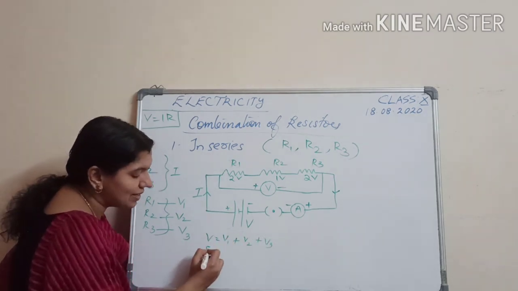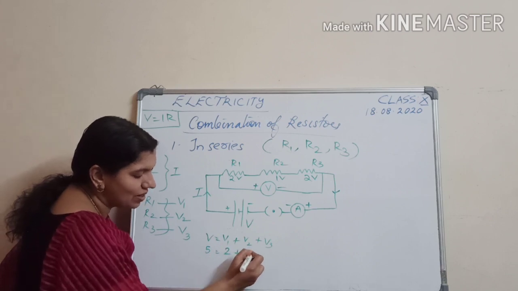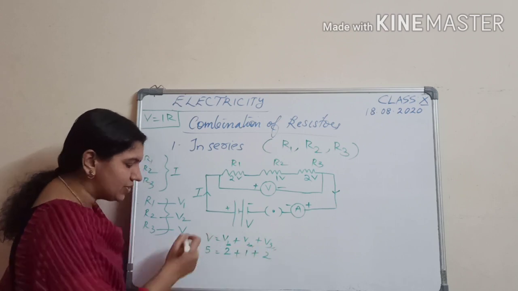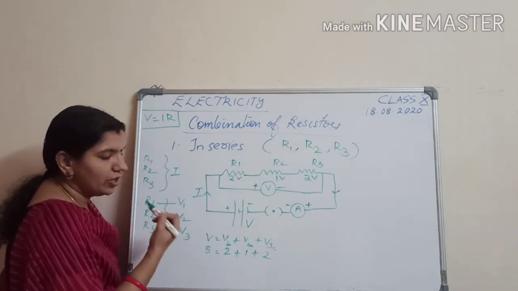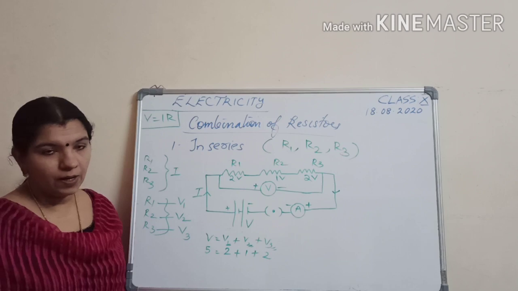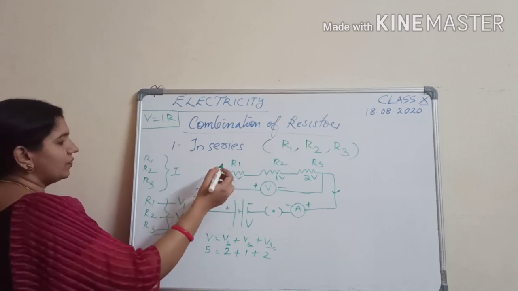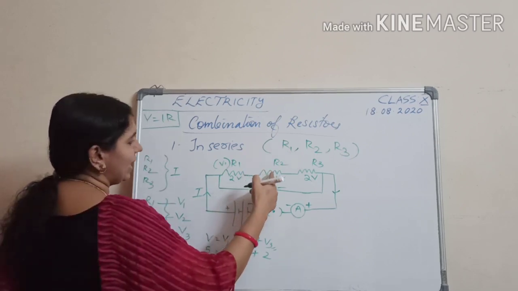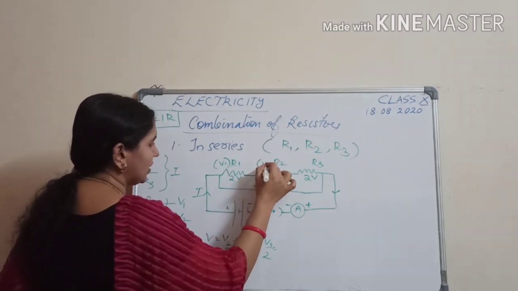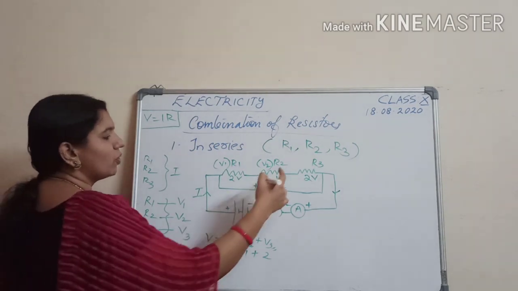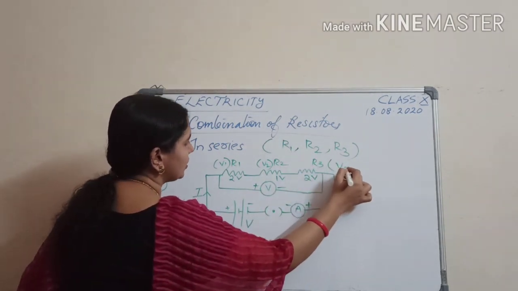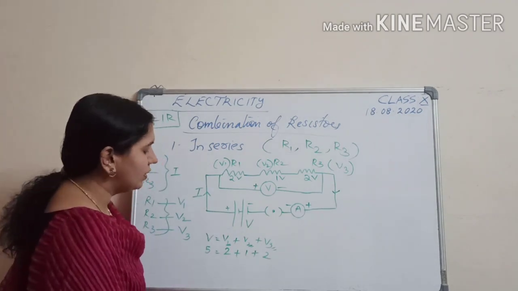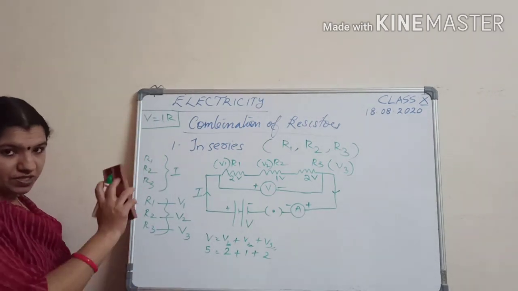If it is 5, it is getting divided as 2 plus 1 plus 2, isn't it? So to differentiate between each, I gave the names V1, V2 and V3. Clear? So across R1, I have a potential of V1. Across R2, I have a potential of V2. And for R3, I have a potential of V3. Now we will move to the derivation part. This much is clear now.